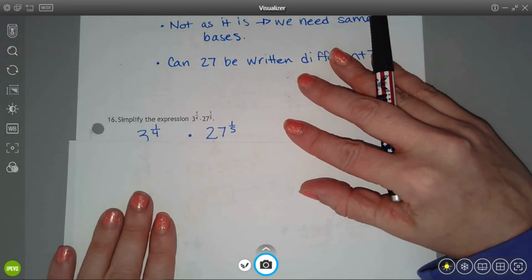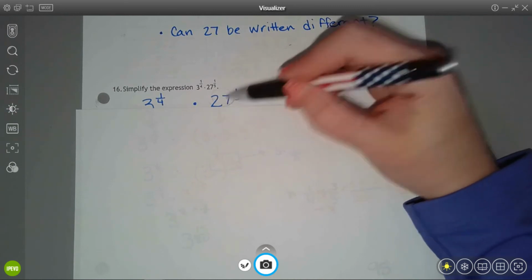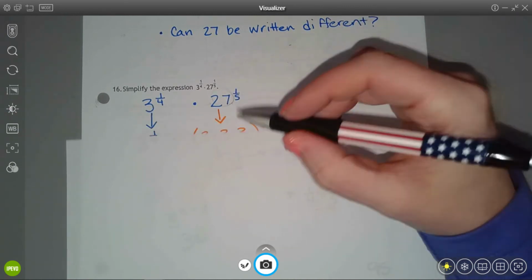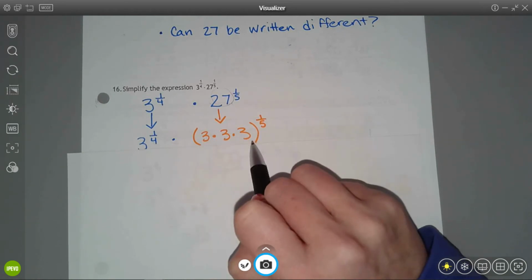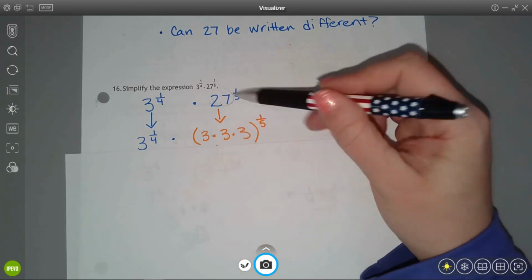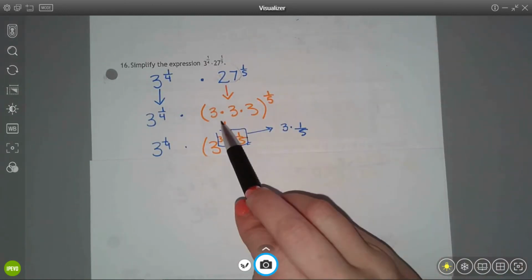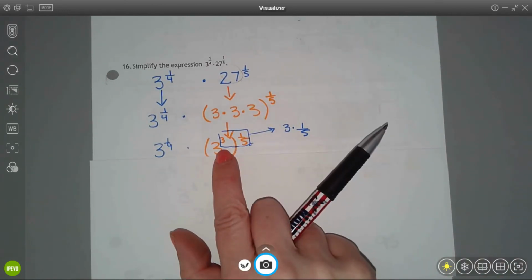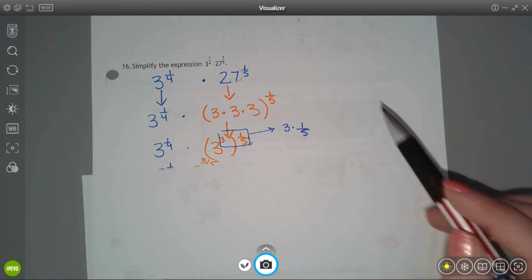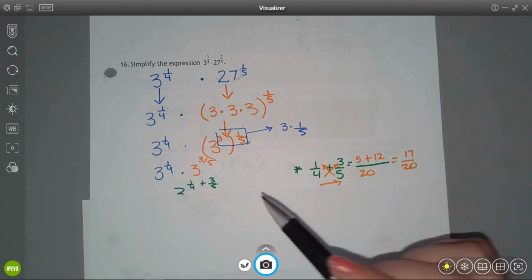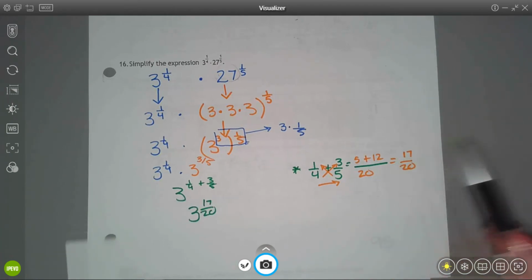Okay, so 3 to the 1/4 times 27 to the 1/5. 27 is the same as saying 3 times 3 times 3. 3 times 3 is 9. 9 times 3 is 27. Okay, so it's the same exact problem. Again, because there's 3 of them, that's the same as saying 3 to the 3rd. And we're going to go ahead and do 3 times the 1/5 to get 3/5. And then these are our addition rules. And when we add those two fractions together, we get 17 over 20.